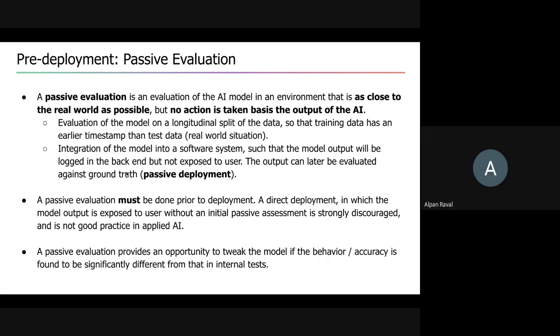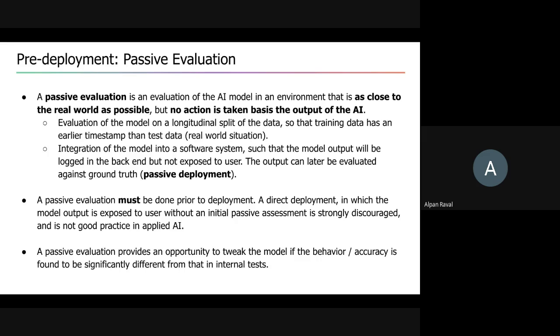No, so as I said, there's two types of passive evaluation. One is just an evaluation without a deployment. That's the first bullet point there, where you just create a longitudinal split of the data, which is what we did in our LFU project. As we were initially experimenting with our LFU model, we had initially evaluated it on a random set of data points, and we got a certain accuracy. But then we said, well, we don't know if this accuracy will actually reflect real world accuracy. So let's do a passive evaluation. And we spent a lot of time designing the passive evaluation.